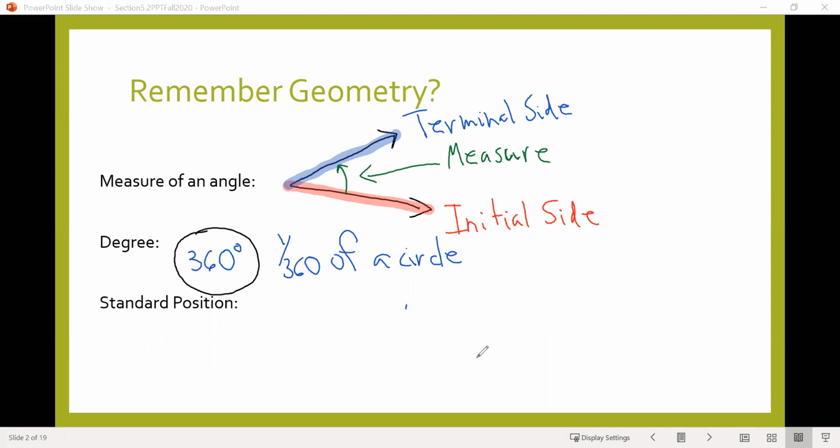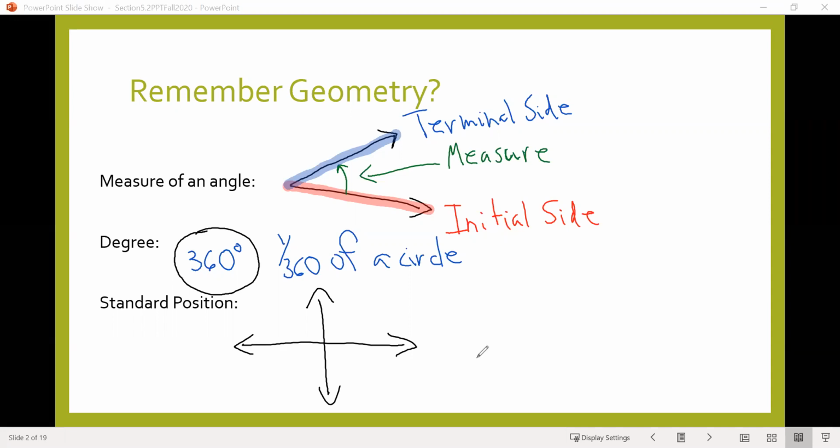And then finally, something that may be a little less familiar to us is this idea of measuring angles in standard position. And so here's how that works. And this is the way we're going to measure angles throughout chapter 5. Is we want to imagine a set of coordinate axes, so a vertical axis and a horizontal axis. Often these will be x and y axes, but not always.